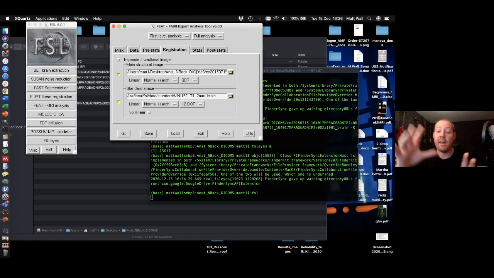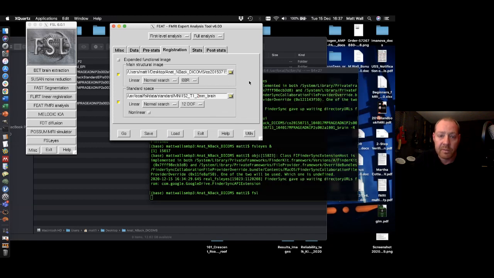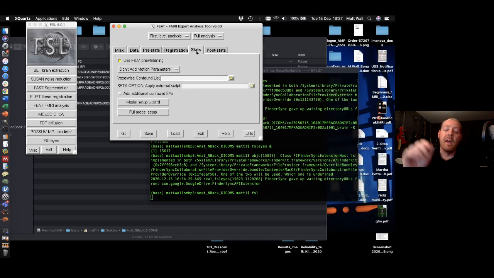So that's going to do that two-step registration where you fit the functional data onto the anatomical data and then the anatomical data onto the standard template and give us a much better fit. And then I'm going to set up my model.